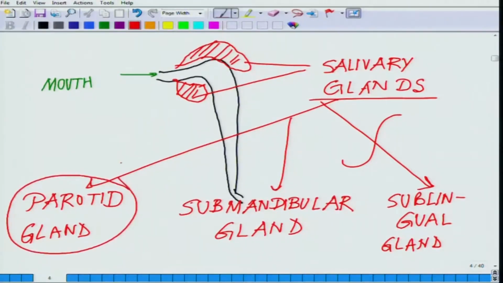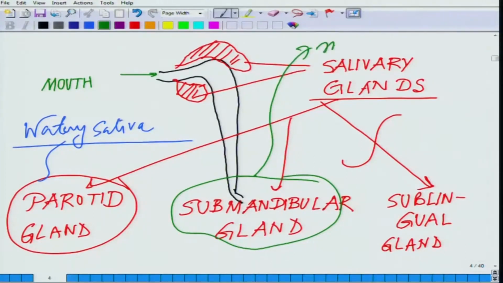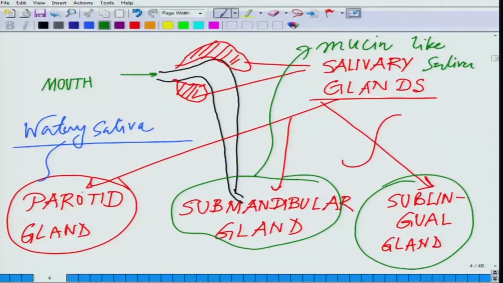The parotid, I will just put it in blue, leads to more of a watery saliva. They have different kinds of secretion profiles. The submandibular gland, I will put it in green, produces mucin-like saliva. It is a polymer. And the sublingual gland is basically the mucosa, more like a mucus kind of secretion which takes place.